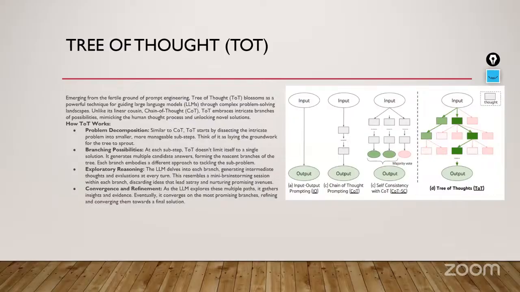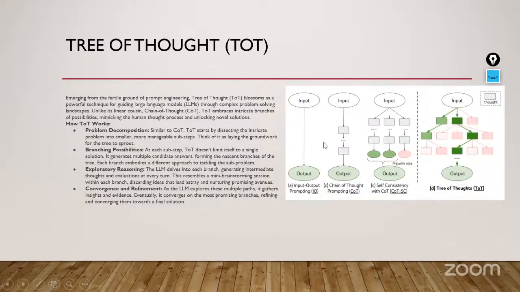After that, we have tree of thoughts. So what will tree of thoughts do? It emerges from the fertile grounds of prompt engineering. Tree of thought blooms as a powerful technique for guiding large language models through very complex problem solving landscapes. Unlike its linear cousin, chain of thought, tree of thought embraces intricate branches of possibilities also. Meaning, what are the possibilities?